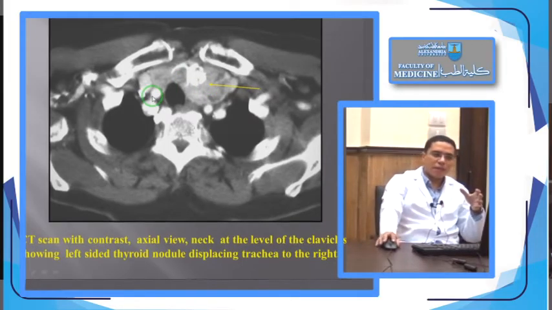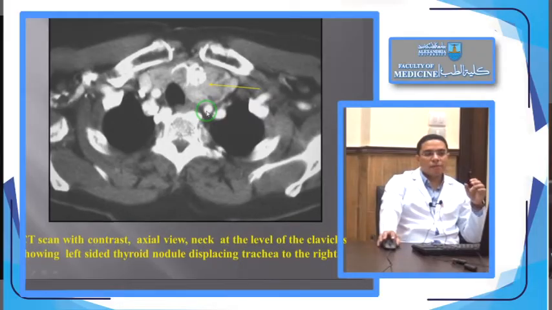So actually from this image we don't have a lot of data except that this is a big nodule displacing the trachea to the right side. Do we have data about this nodule? Its size, its echogenicity, hypoechoic or hyperechoic or isoechoic, its vascularity, its outlines, its peripheral halo? No, this data is not present here.